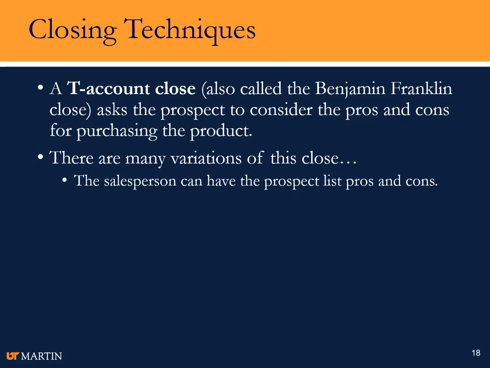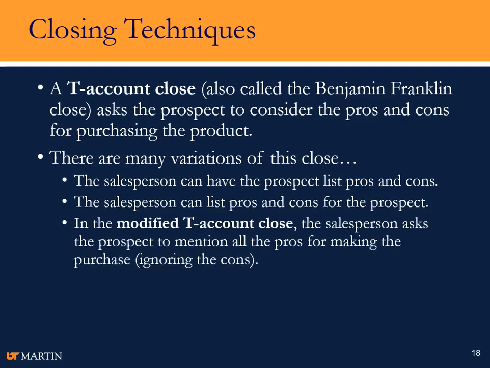Sometimes, instead of asking the prospect to write it down themselves, a salesperson can have them verbally list it, just orally list it. That can be useful. The salesperson can list it out for themselves, basing that on what the prospect has said along the way. Or in a modified T account close, the salesperson can ask the prospect to mention all the pros for making the purchase, ignoring the cons altogether. This is better a lot of the time because they already know what the cons are. Reminding them about the things they don't like about a product is not necessarily a recipe for sales success. If they're only thinking about the positive things, then you have that same positive inertia as you would get in the continuous yes close.